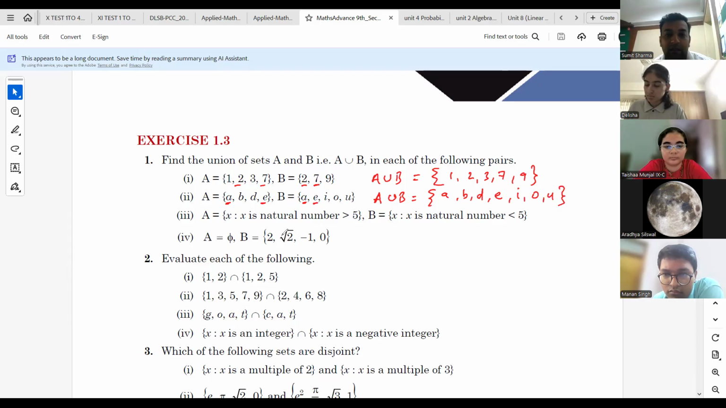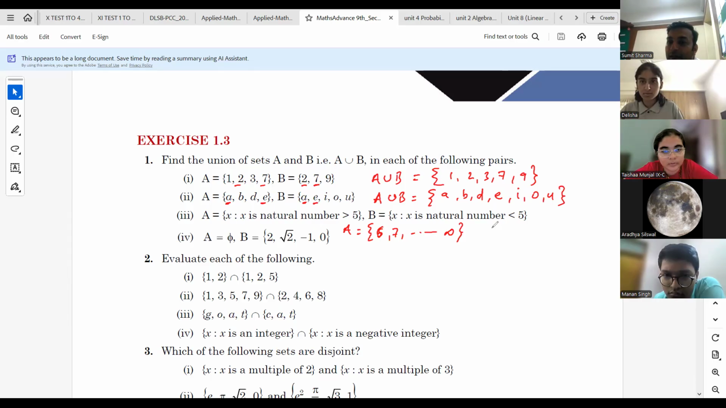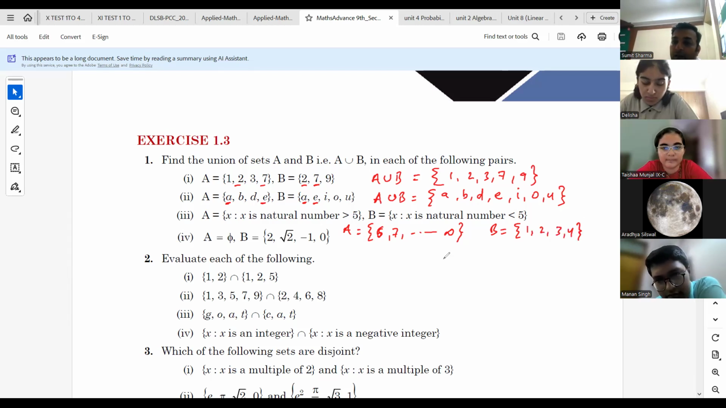Similarly, x such that x is a natural number greater than 5. Natural number greater than 5 means it will be 6, 7, and so on up to infinity. Similarly, x such that x is a natural number less than 5. So B, if we write it in roster form, it is 1, 2, 3, and 4. If we take the union of these sets, you will get 1, 2, 3, 4. Then 5 is missing here. So 6, 7, 8, and so on up to infinity.